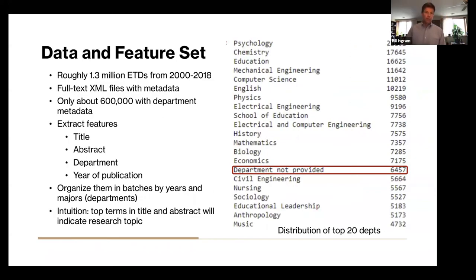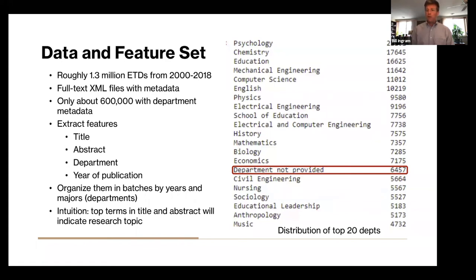We were able to move over roughly 1.3 million ETDs. This is from the year 2000 to 2018. We were talking earlier, and I can't remember why we stopped at 2018, but I think that was mostly the time when full collections were available. We started around 2000 because we wanted born digital. I didn't want the added complication of having to use OCR text. But still, this is a lot of dissertations.